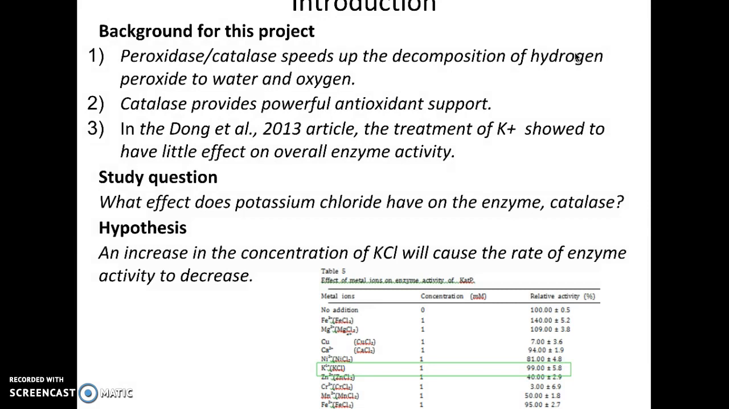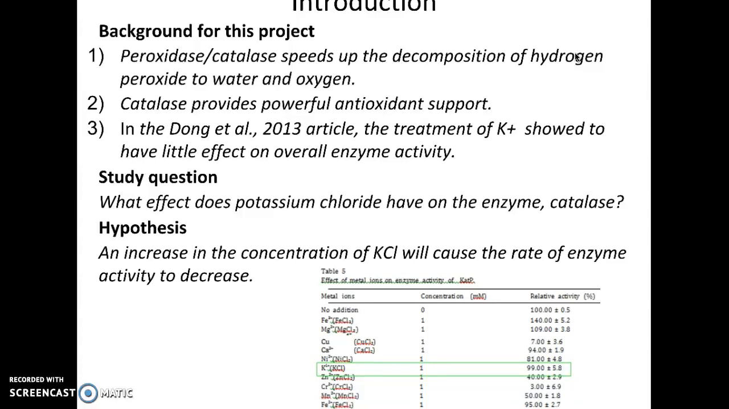Based off of prior research, peroxidase/catalase speeds up the decomposition of hydrogen peroxide to water and oxygen. The enzyme catalase is important because it serves to protect our cells by counterreacting and balancing the continual production of hydrogen peroxide, which is a byproduct of cell metabolism. This is important because catalase is a powerful antioxidant support. In conclusion, catalase creates a speedy reaction against hydrogen peroxide free radicals.